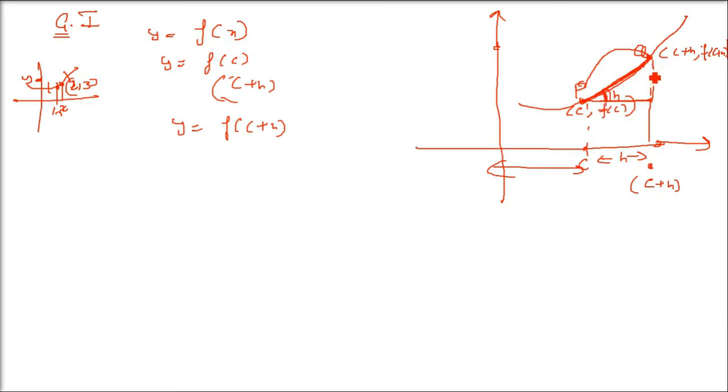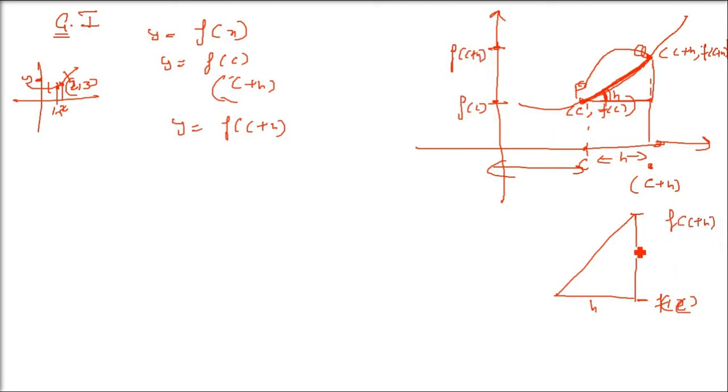First, let me find out the slope. What is the slope here? There is a triangle being formed. This is a point, this is h. This is the y difference. Because the y point was f(c) and the other point was f(c plus h). I'm taking the y difference because this is the y coordinate point. So f(c plus h) minus f(c) is the y distance.